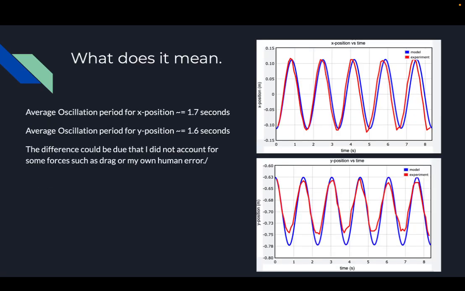And then here's another, what does it mean? The average oscillation period for x during our spring run was around 1.7 seconds, while the oscillation period for y was around 1.6. The difference could be due to not accounting for some forces such as drag, or to human error, such as when clicking in Tracker, I might have messed up. Or when we were doing the actual experiment through the Tracker, we might have messed up. Just basic human error that could happen, which led to them not being the same.